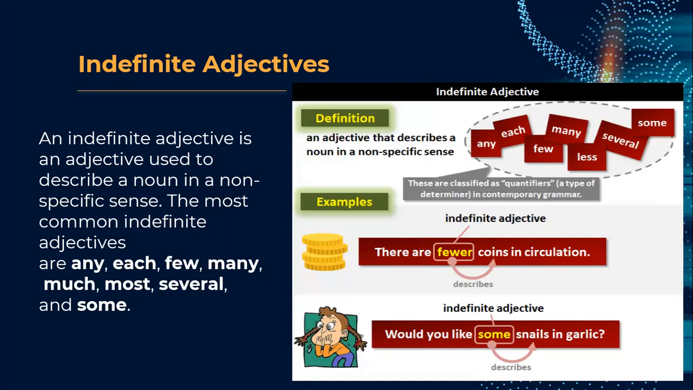There is a little bit of difference. Okay, let me tell you. If I say the example is, there are several people in a safe room, in this sentence, I said there are several people. So several is an indefinite adjective.